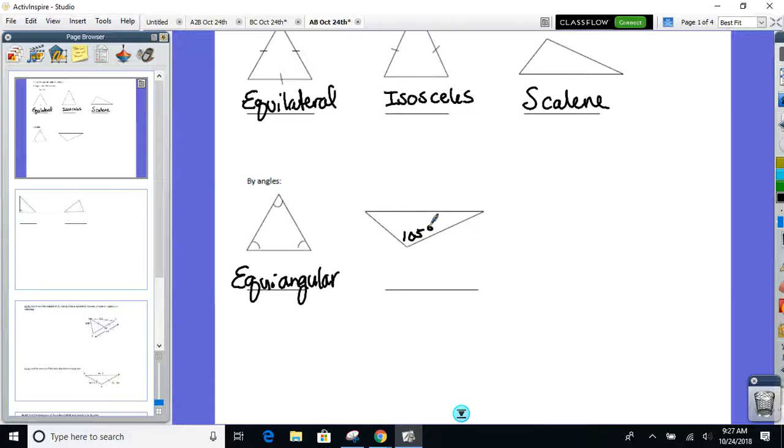So if one angle is bigger than 90, obtuse triangle. Is it possible in a triangle to have two angles bigger than 90? Why not? In a triangle, the angles have to add to 180. So if you had two that are bigger than 90, it'd go over 180, which is impossible.